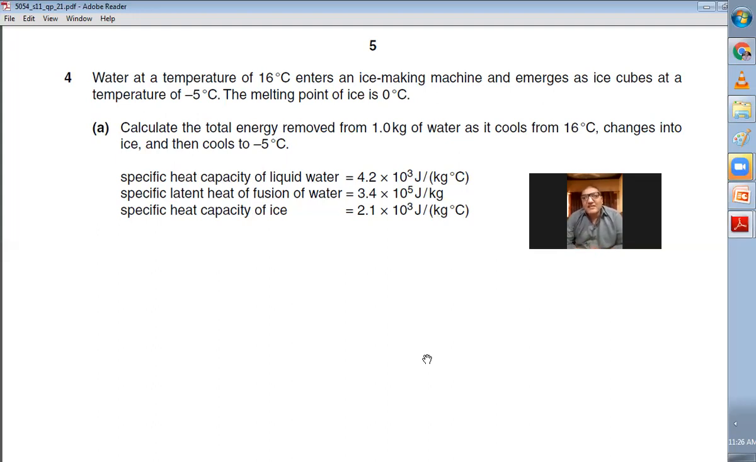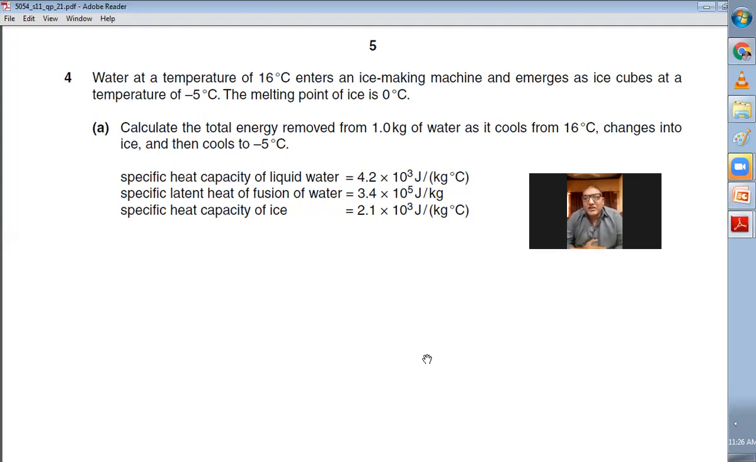And then the ice was formed, and the temperature of the ice cubes dropped from 0 to -5. That is a temperature change. So the heat involved here we can find out by the formula heat equals mc delta theta. So the first heat will be for the temperature change of water from 16 to 0 degrees centigrade.